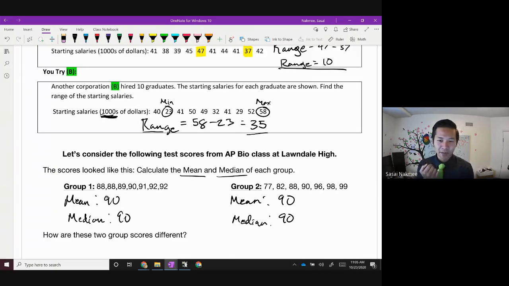Oscar's going with group 1. Range is different. Yeah, they are different. The ranges are different, aren't they? The range for group 1 looks like it's smaller than the range in group 2. That's a good observation. Anything else? Oscar's saying group 1.